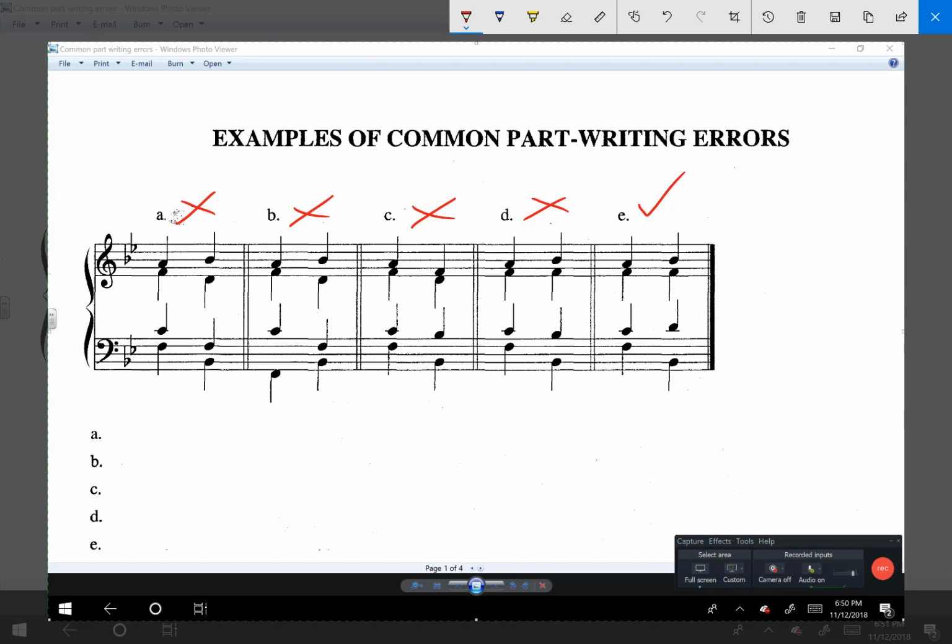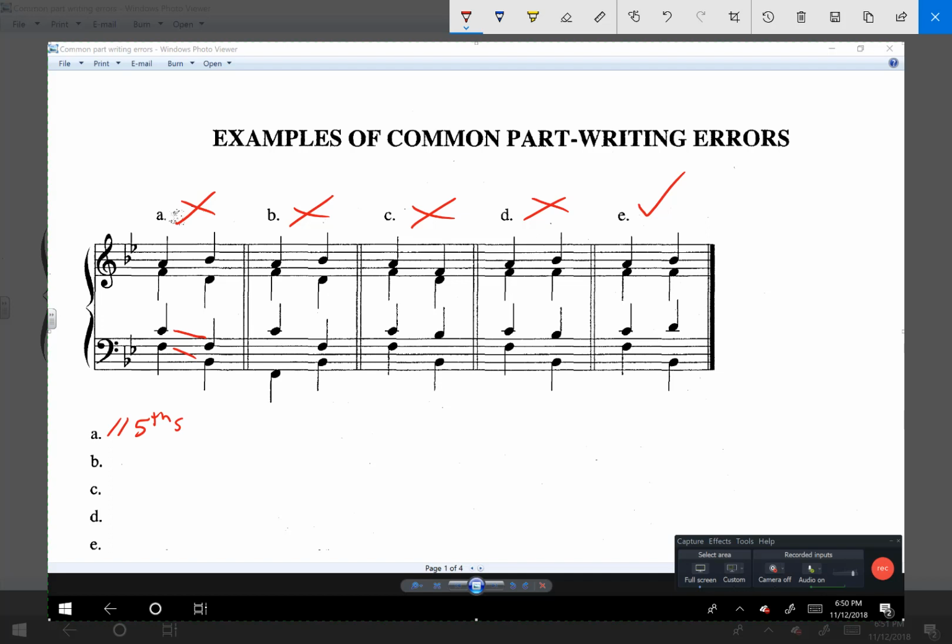Notice the smooth voice leading in all the upper voices. Also, notice that doubling the root, in this case the B, is very easy, doesn't require any kind of special effort. So E is wonderful. Now let's go back to A. The mistake happens right here between the tenor and the bass, and that's the infamous parallel fifths.